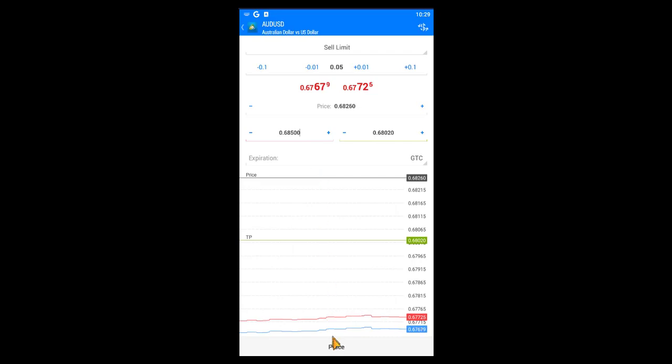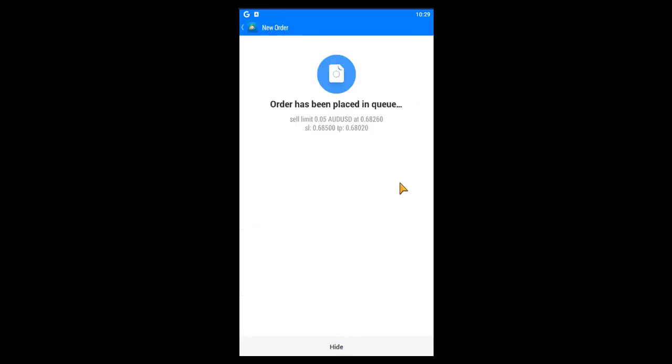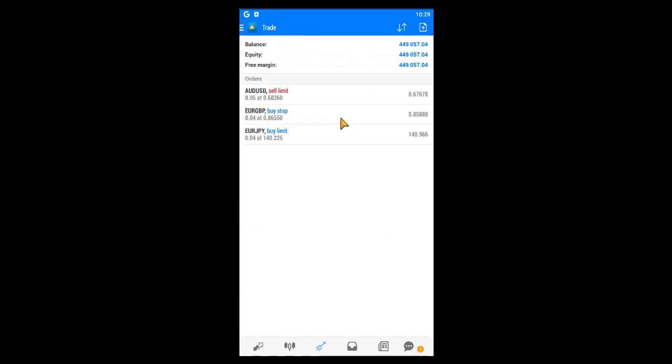Then I'll just go ahead and click place. Order is in the queue, order is open. So this is the third pending order we have set. The first one was a buy limit, then we did a buy stop, and now we have just done a sell limit. So same thing, this is the lot size, this is the price we choose, that will later become our entry price, and this is the market price. So we are saying if this market price goes up and up and touches this price, it will trigger a sell for us with our stop loss and take profit in place.